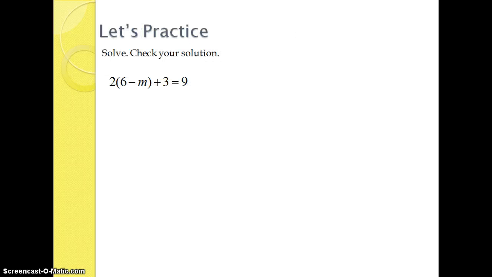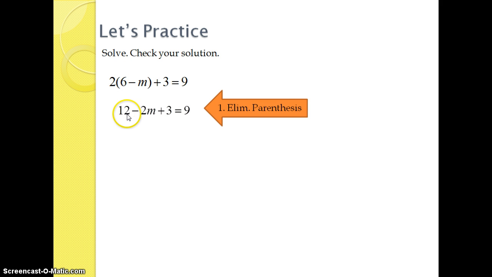So let's practice. We want to solve the equation and check our solution. If you need to refer back to the steps on the previous page, pause the video and do so. But the first step says to address any parentheses. Well, the first thing I see that catches my eye is parentheses. So I'm going to go ahead and distribute. 2 times 6 is 12. 2 times a negative m is a negative 2m. Do not drop your minus sign off. Bring down the plus 3, bring down the equals 9. You always want to carry everything down. Anything that you don't touch, bring down.